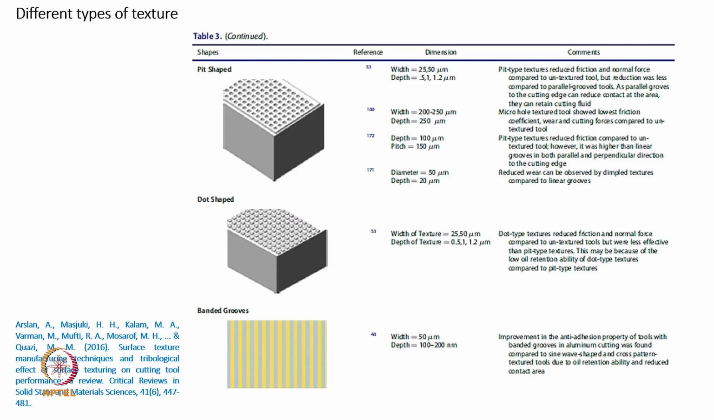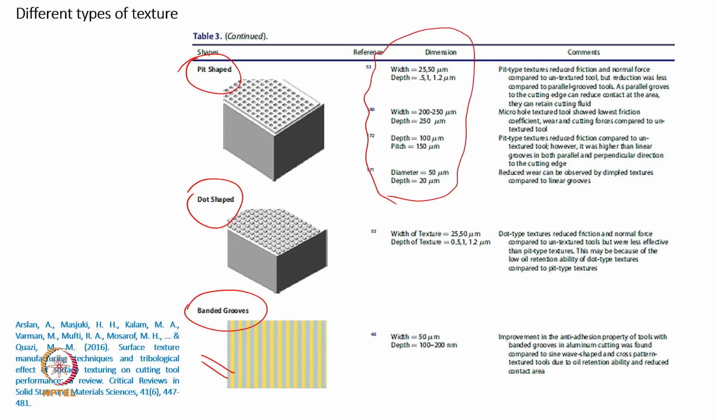Now, as I mentioned, different kinds of textures are there: pit shape, dot shape, banded grooves, but grooves we have already explained. Here, the different references have also given that their width and depth dimensions are different, and then again the behavior will change, it will not be the same. So, that is why we say this really requires good knowledge of different kinds of textures, so that we get better and better results.